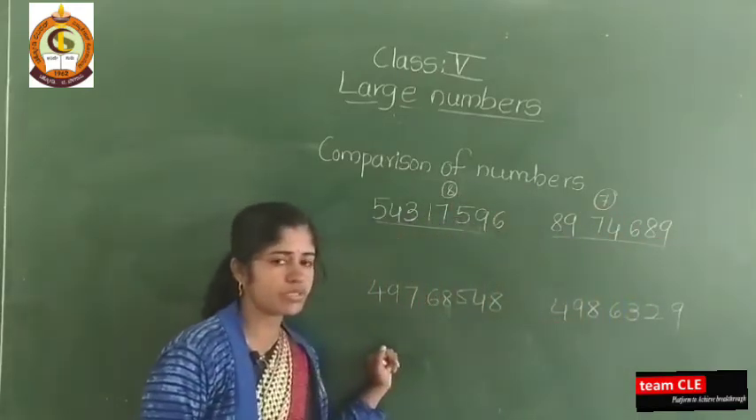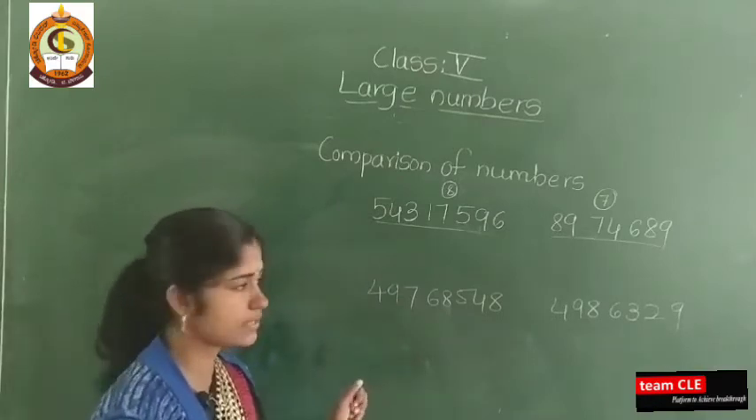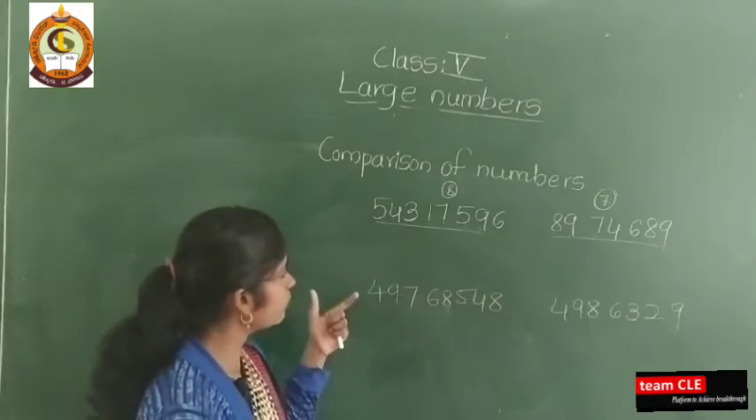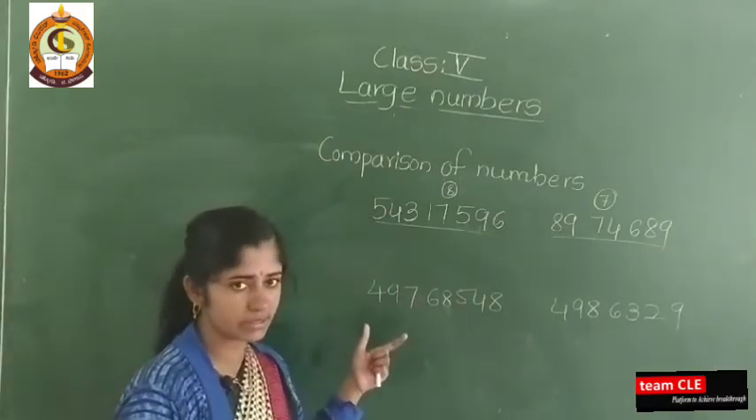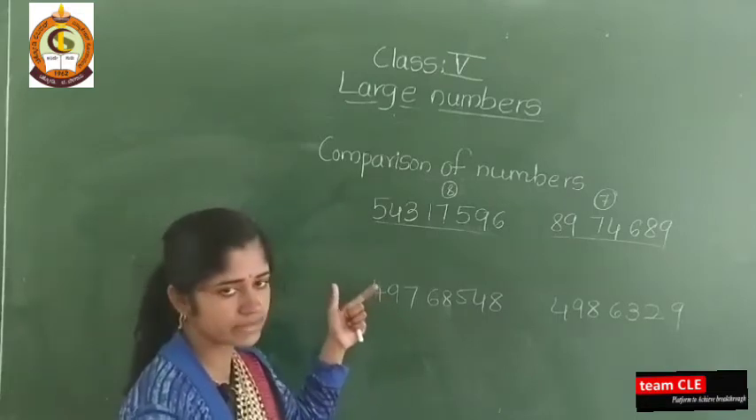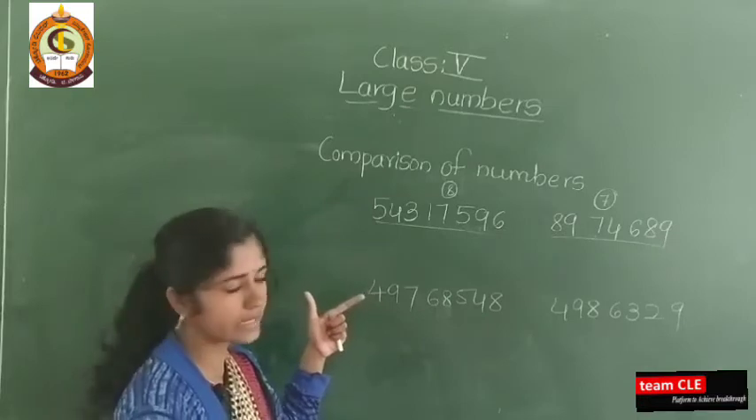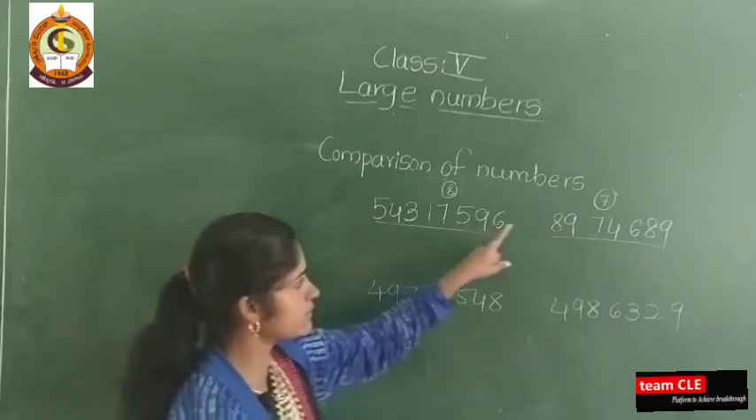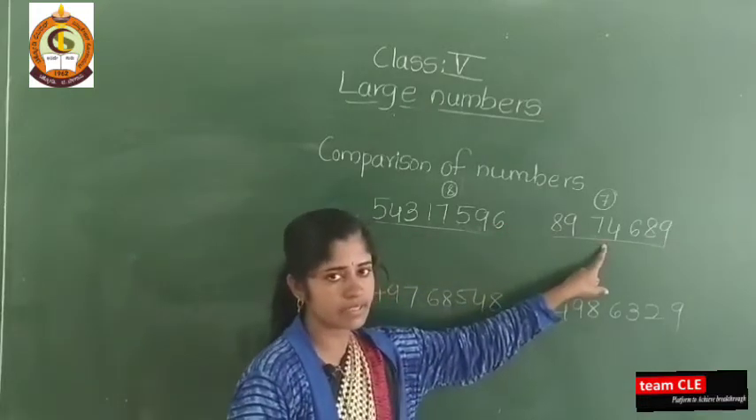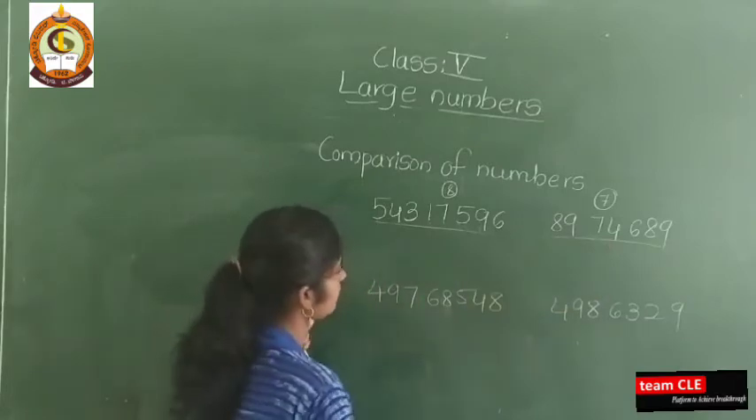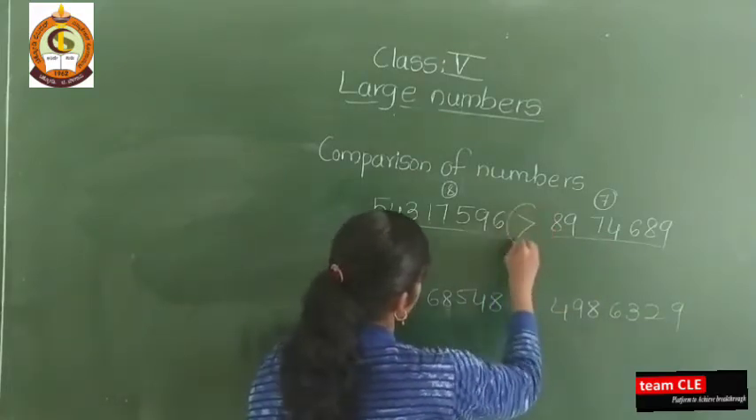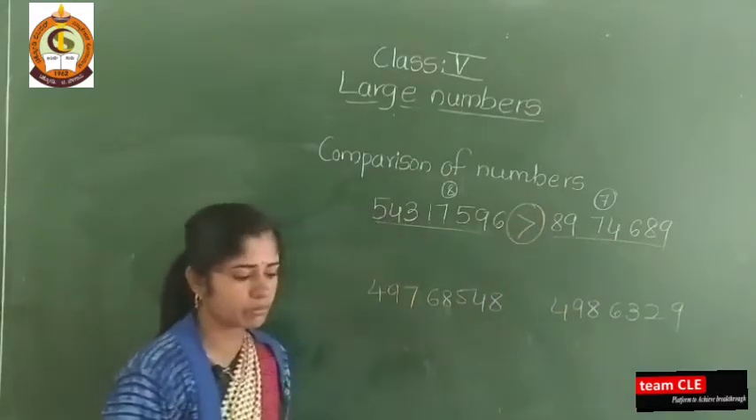Then tell me which number is the greatest number. Obviously the number which has more digits is the greatest number. Here an 8 digit number is there, and here a 7 digit number is there. Then which one is the greatest number here? This one. I hope you are getting my point.